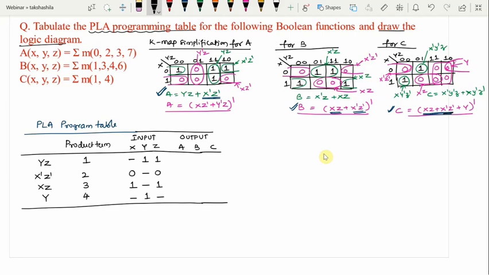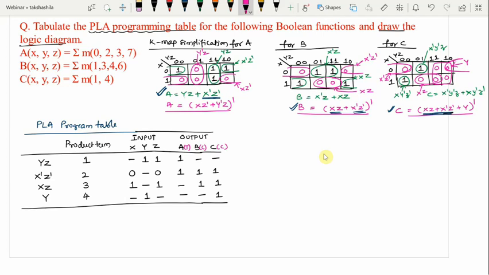Now the output functions. What is A? A is YZ plus X'Z', meaning product term 1 and product term 2. And the remaining product terms are not required. For output B, XZ, that is product term 3. And one more is X'Z', that is product term 2, and 1 and 4 are not present. What does C contain? XZ, that is product term 3, X'Z', product term 2, and Y, product term 4, and the first product term is not there. We have represented A in the true form, B in the complemented form, C also in the complemented form.